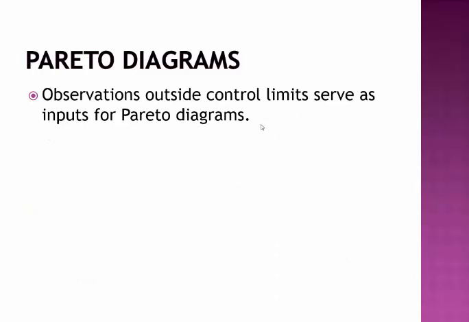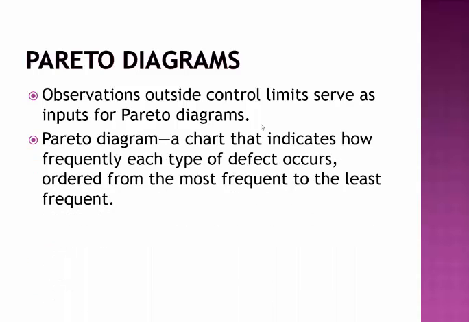Now, with our Pareto diagrams, we can take our observations and we can literally count them as to frequency. So observations outside of our control limits are what is going to serve as our inputs for our Pareto diagrams, and they are charts that indicate how frequently each type of defect occurs, ordered from the most frequent to the least frequent. So we're going to basically be looking at a bar graph.